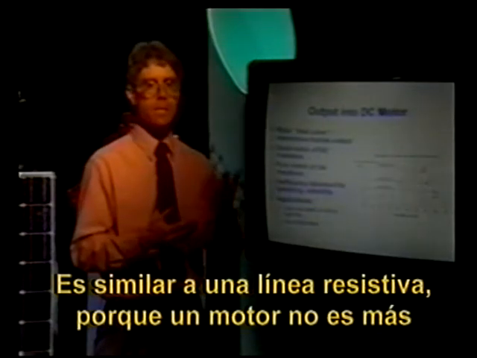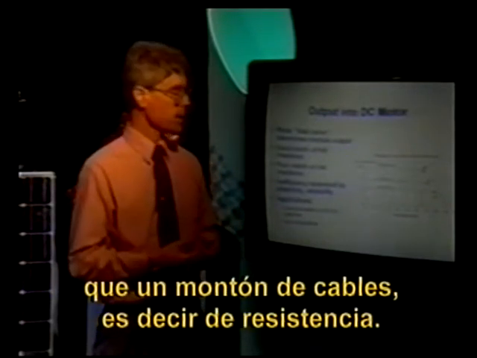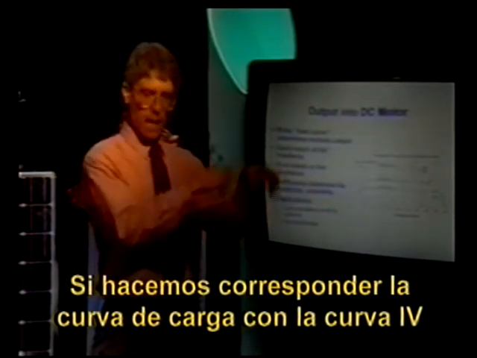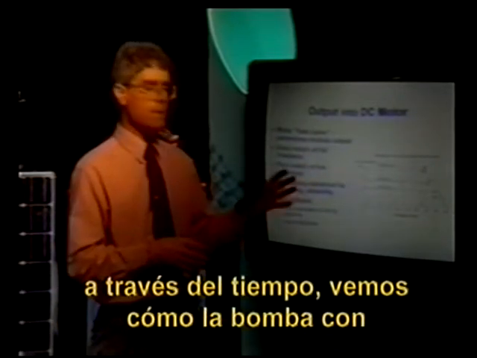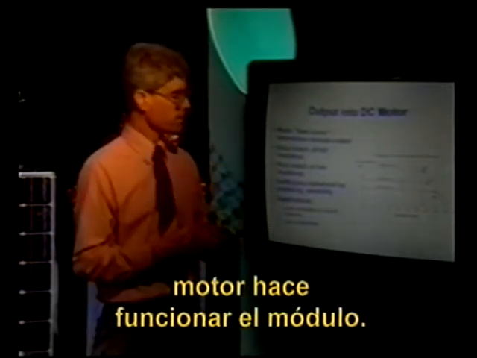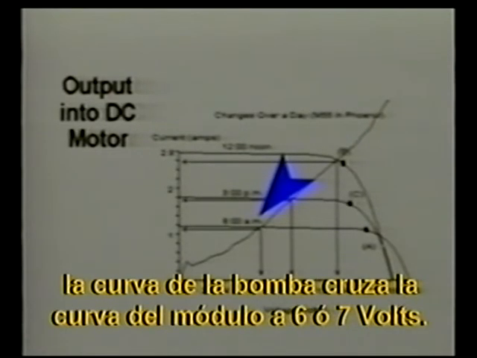It's a lot like a resistive line because a motor is just a bunch of wire, just a bunch of resistance. If we match up the load curve to the IV curves over time, we begin to see how the pump or the motor operates the module. Early in the morning, we see a curve at 8 o'clock, and we see that the pump curve intersects the module curve at around a little more than 6, 7 volts or so.